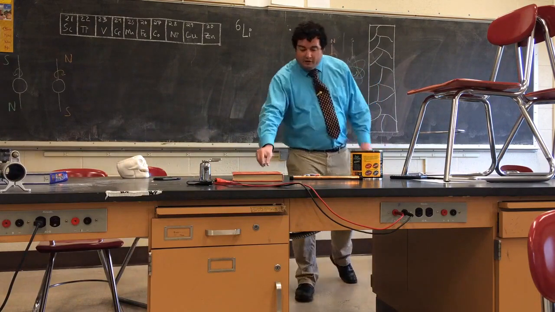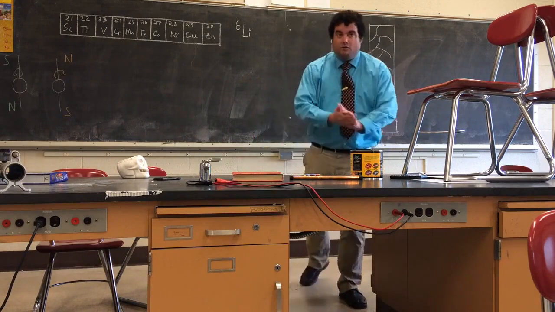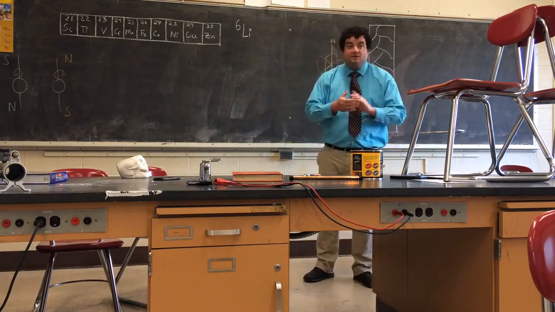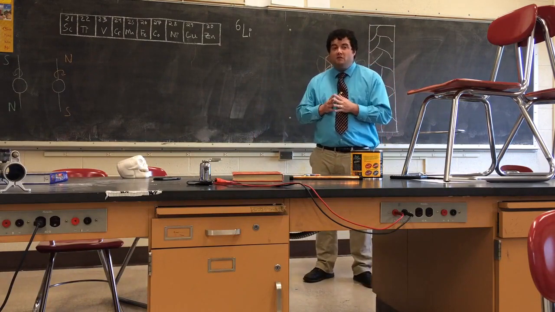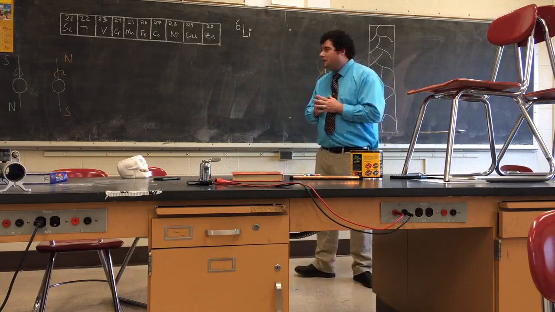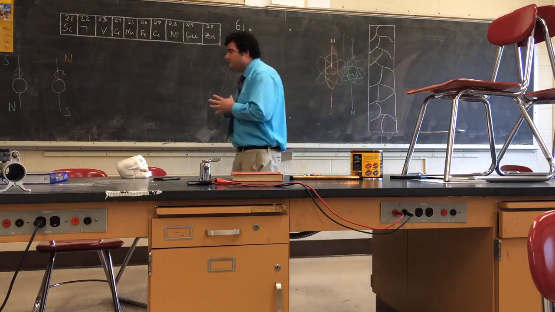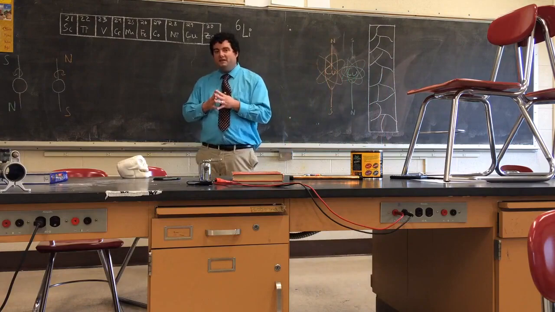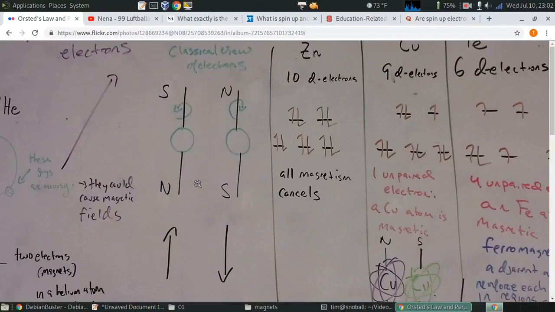Well, if we're going to go back to Orsted's law and say it has to be because of moving charges, let's take a look at the electrons. It turns out that electrons themselves are actually tiny little magnets. Now, exactly how the electron is a tiny little magnet is way beyond the scope of this course. To really understand it, you need the type of science known as quantum mechanics.